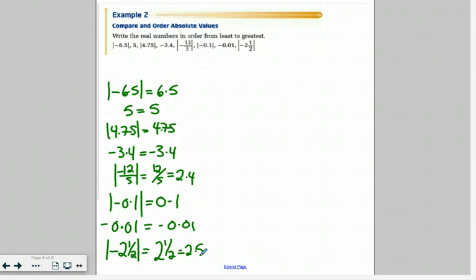If we wanted to order them from least to greatest, since some of those negative values didn't have absolute value signs, they remain negative.